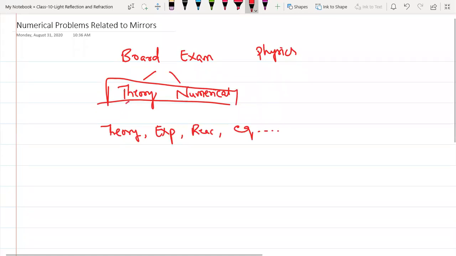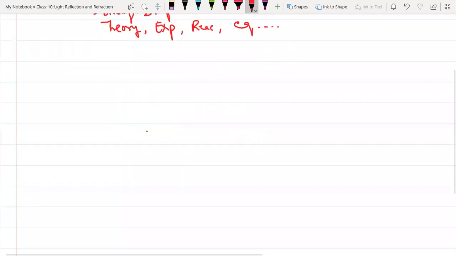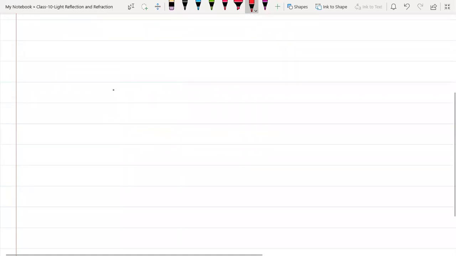While coming to theory, again it is divided into two things. First one, directly they will be asking questions, I mean theory question, and second one diagram based. So while coming to physics, you have to understand theory part, diagram based, and numericals. Today we are concentrating about numericals. Okay, what type of numericals? Numericals related to chapter light.